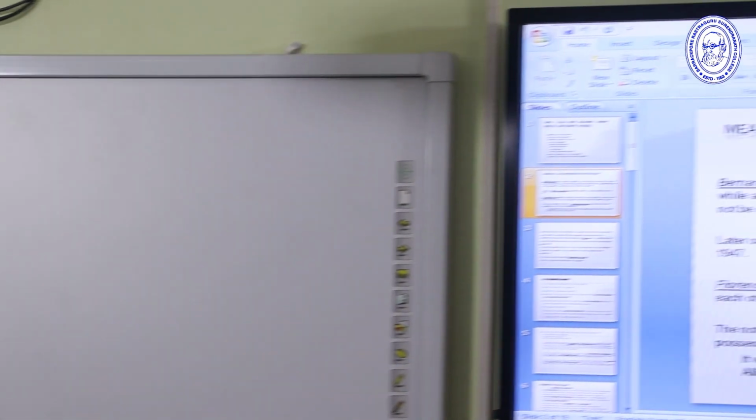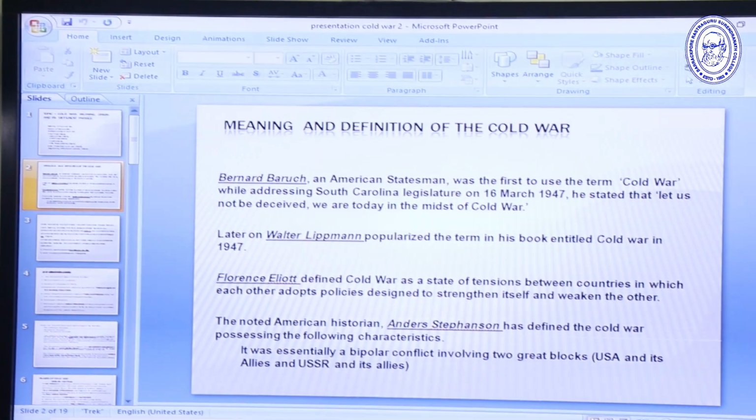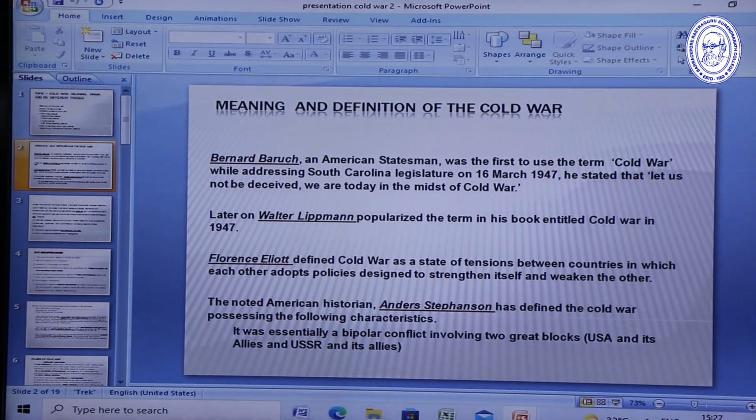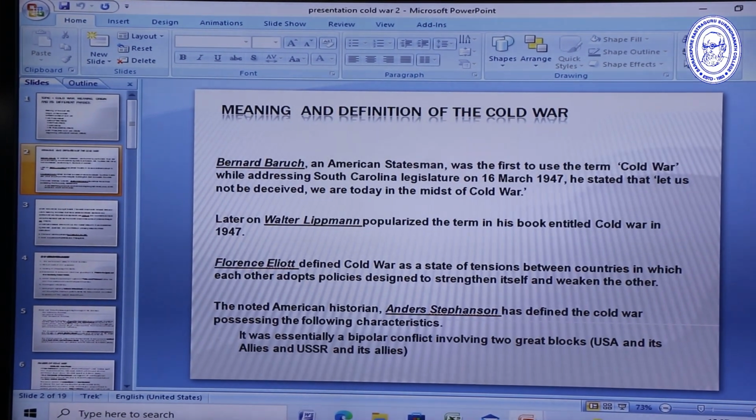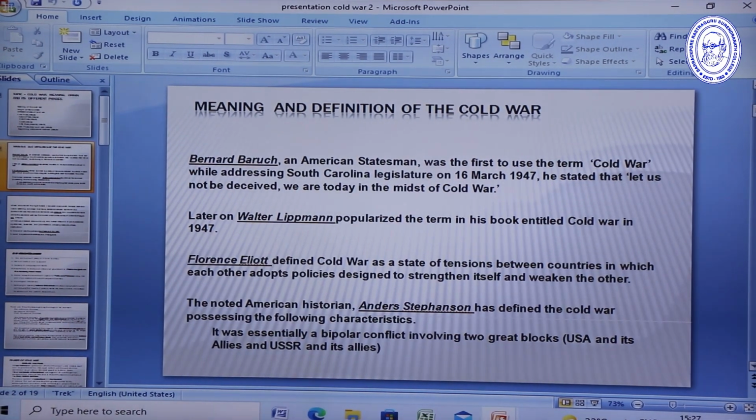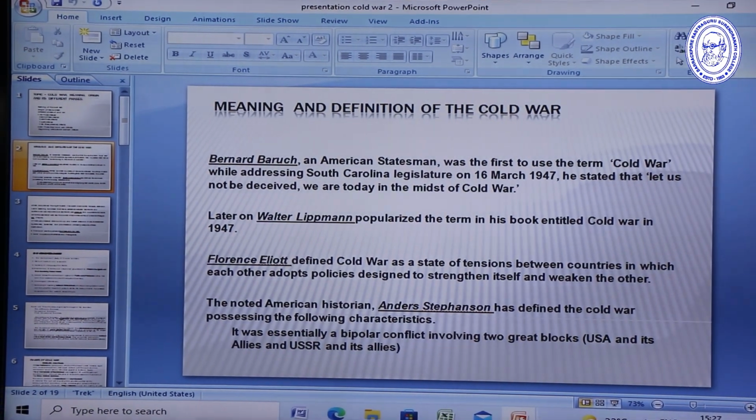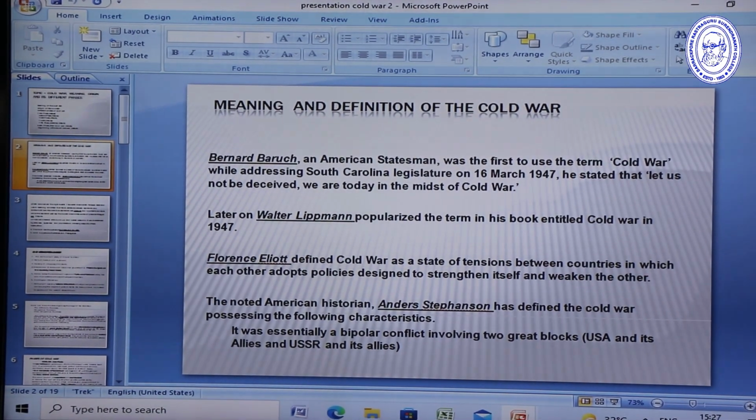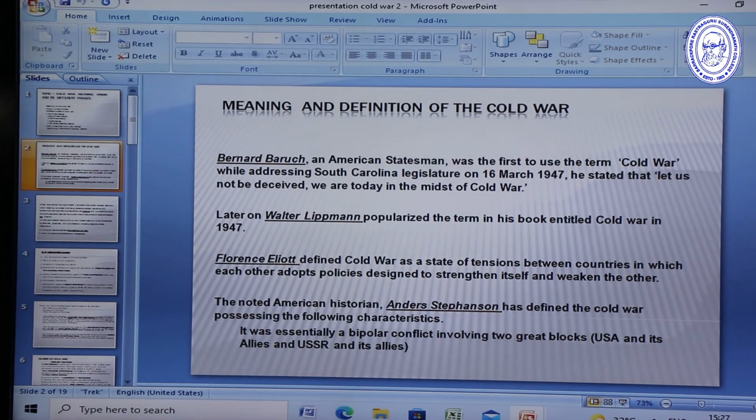Now next, under the characteristics highlighted by the historian Anders Stephenson, number two, he said each side denied the other's right to exist. The Soviet Union, which followed the teachings of Marx and Lenin, was convinced that coexistence between capitalism and communism was impossible, and that capitalism was immoral and doomed to collapse. On the other hand, in the words of President Ronald Reagan, the Soviet Union was considered an evil empire.